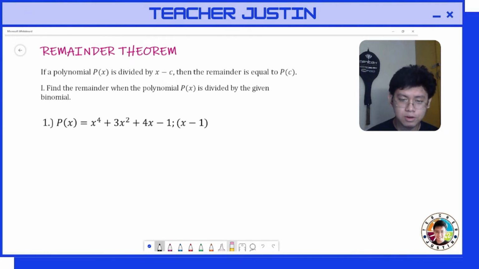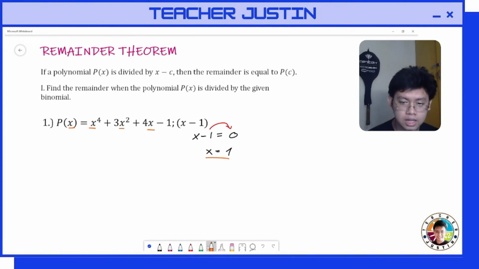Now, in applying the remainder theorem, our first step is to equate our binomial to 0 and solve for the value of x. So, let's transpose negative 1 to the other side of the equation, giving us x is equal to 1. Now that we have the value of x, we will substitute it into our polynomial p of x, replacing all variable x by 1.